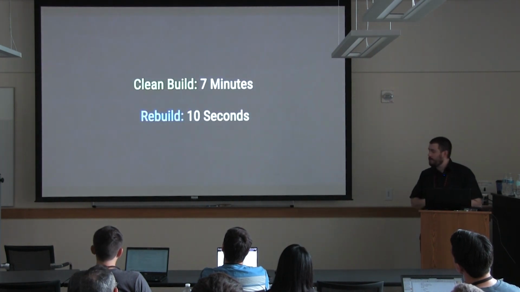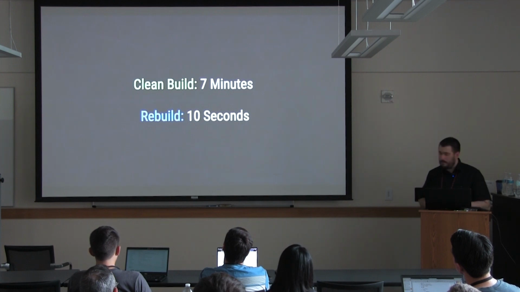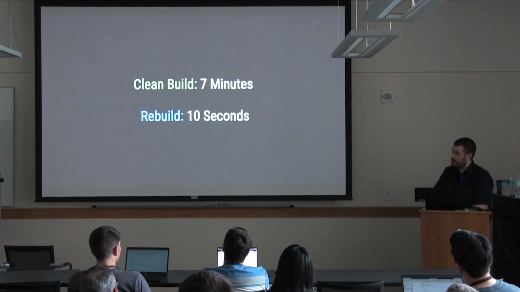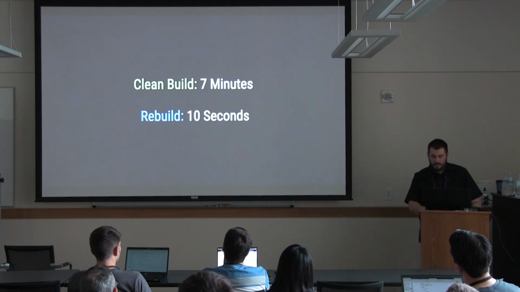So to get an idea of the build times, it takes around 7 minutes to build Lambda Lantern from scratch. After the first initial build, it takes around 10 seconds to rebuild Lambda Lantern after having changed its source.